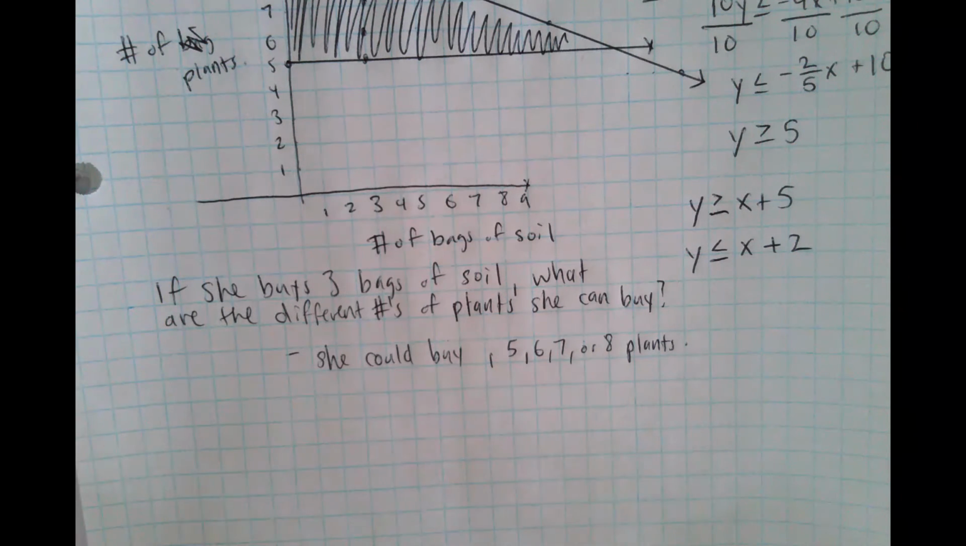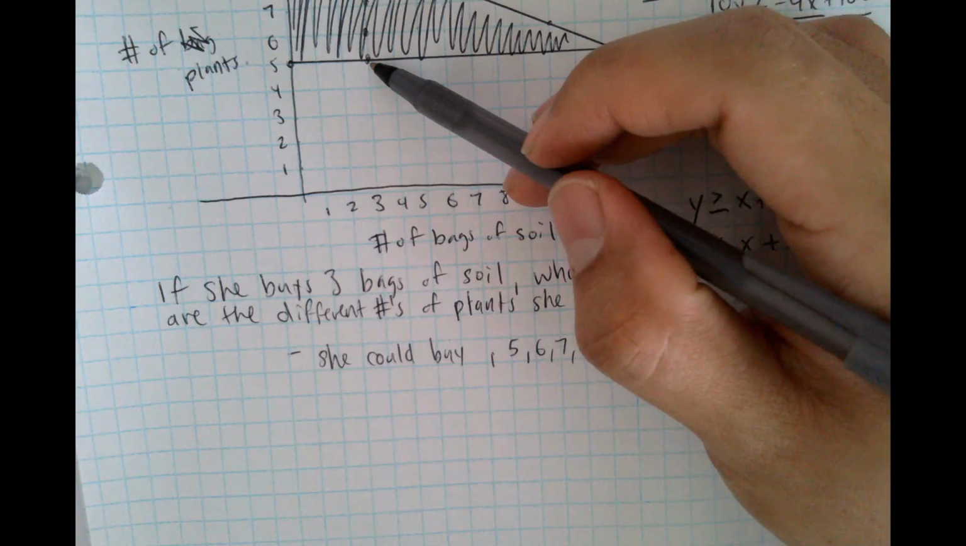Because at 3 bags of soil, she can buy 5, 6, 7, or 8, right? But the maximum amount is 8. And if they ask us what is the least amount of plants you can buy, if she buys 3 bags of soil, it would be 5 plants. Why 5? Because she has to buy at least 5 plants. If you look at her restriction, she wants to buy no less than 5 plants. Oh, okay. Right.